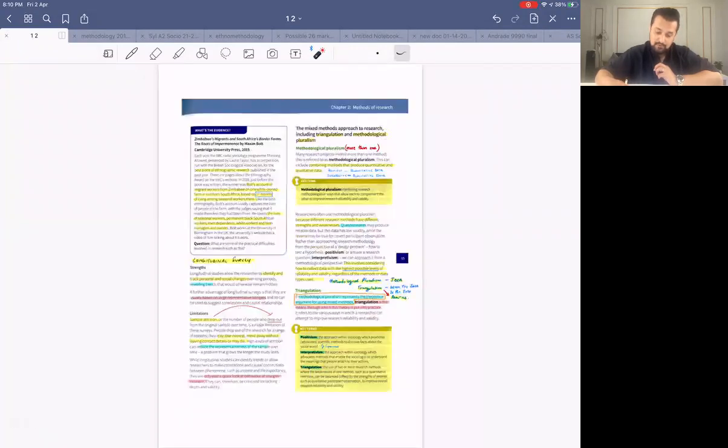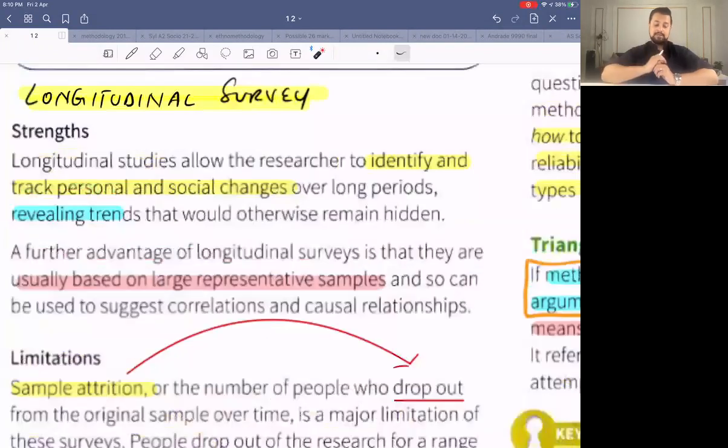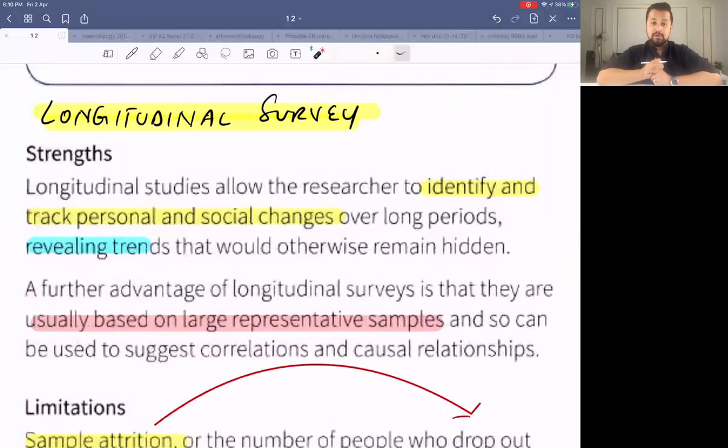If we speak about the strengths and limitations of a longitudinal survey, number one, strengths. Longitudinal surveys allow the researcher to identify and track personal and social changes over long periods, revealing trends that would otherwise remain hidden. For instance, how was life back in the 1970s compared to how life is now in the 2020s? You could track personal changes, you could track social changes. This can help you reveal trends and make predictions about the future.